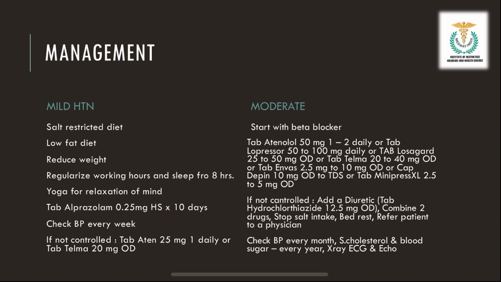And also ask them to check the BP every month, more frequently if fluctuating, and serum cholesterol and blood sugar level every year, X-ray chest, ECG and echo for baseline reading. So these are the most important points you have to keep in mind in case of treating moderate hypertension.